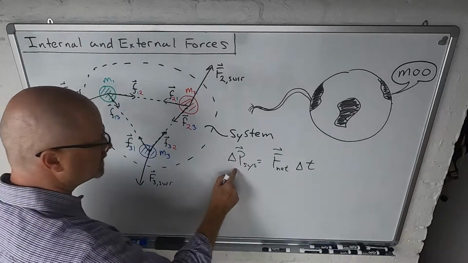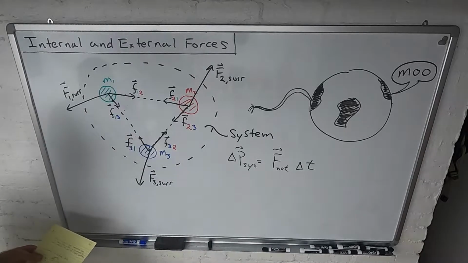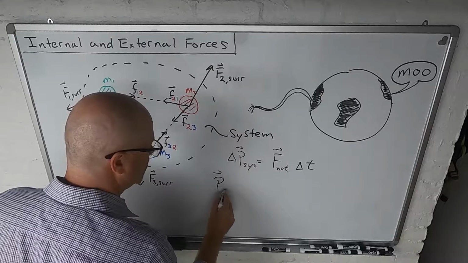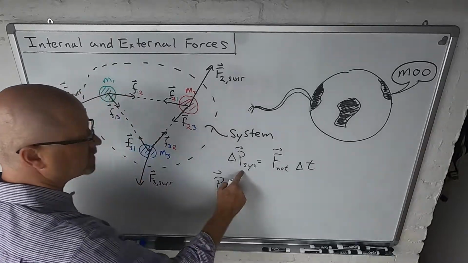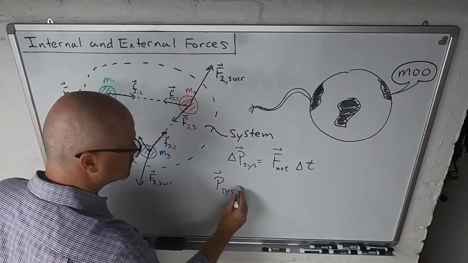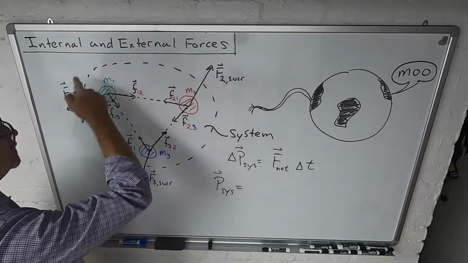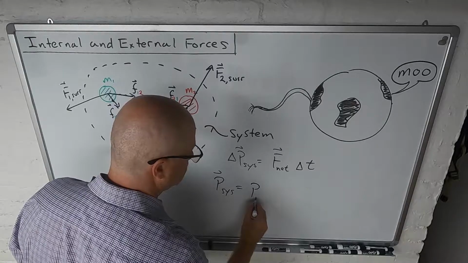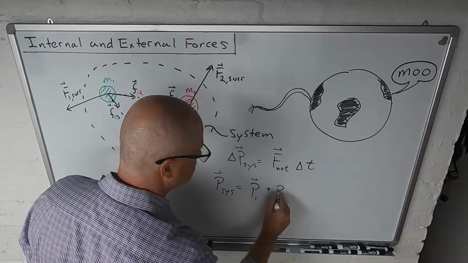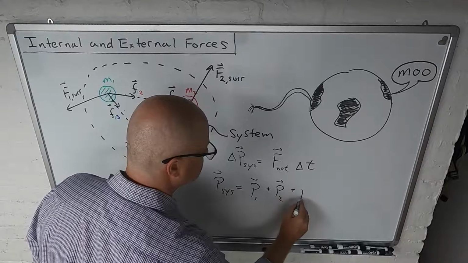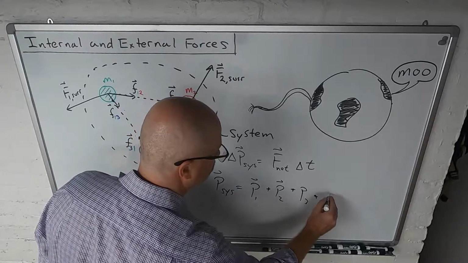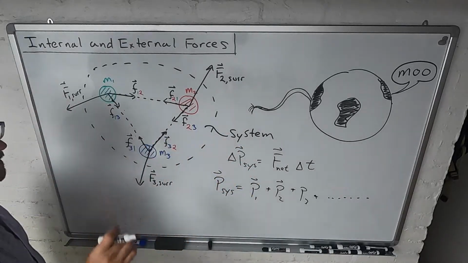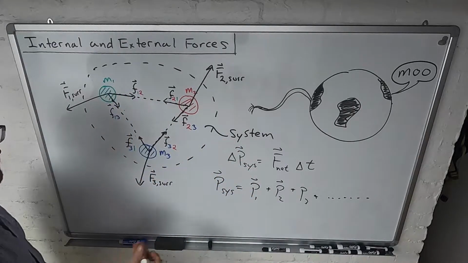And I can say that P for my system, so if I think about my momentum for my system, not necessarily the change in momentum, just the momentum of a system, a group of particles, it's going to be P1 plus P2 plus P3, and I could go on and on until I have an infinite number of particles. Here I have 3, but I could have many.